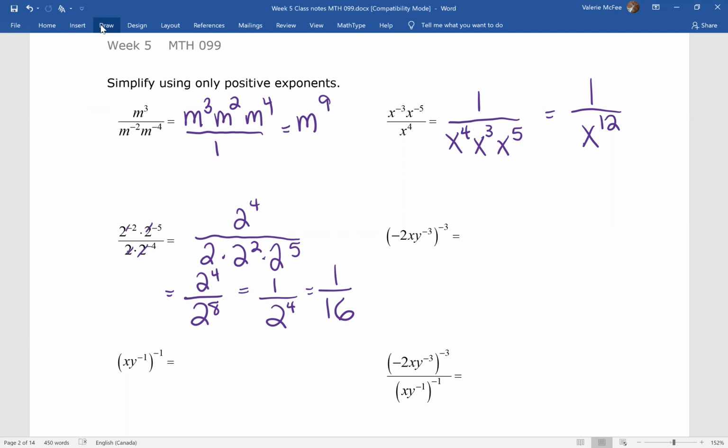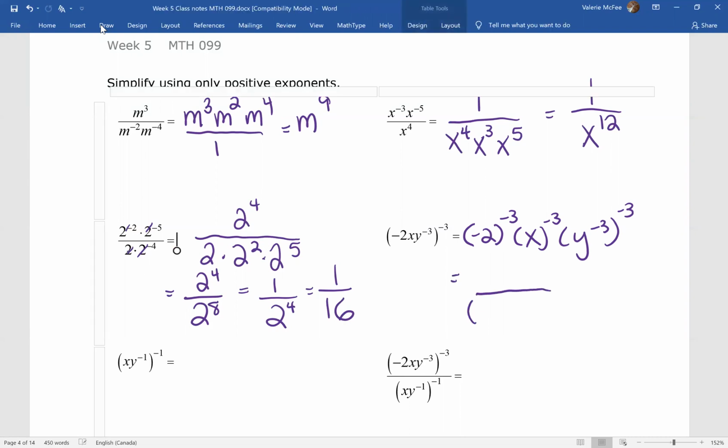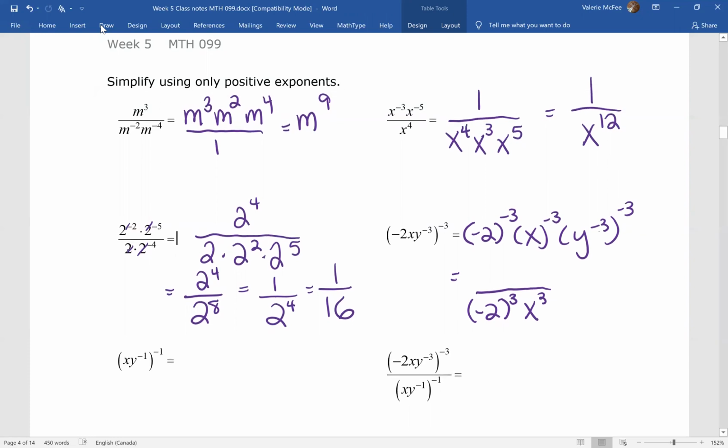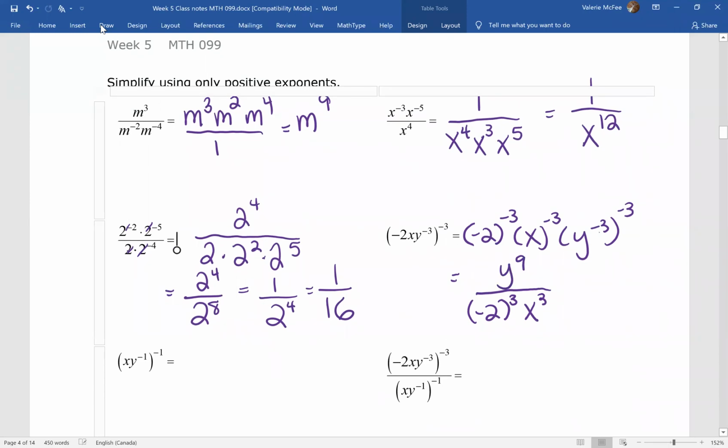All right, this one's a little bit different. We can apply that power of a product rule. Everything inside the bracket is raised to the power of negative 3. So now we have negative 2, move it to the denominator and make it positive. X, move it to the denominator, make it positive. Raising a power to a power, we multiply our exponents. It's y to the power of positive 9. It can stay in the numerator.